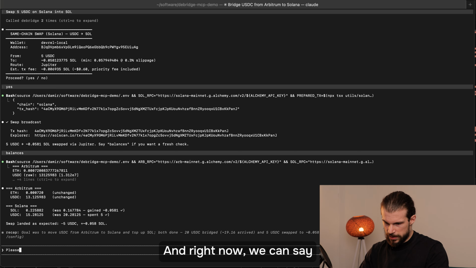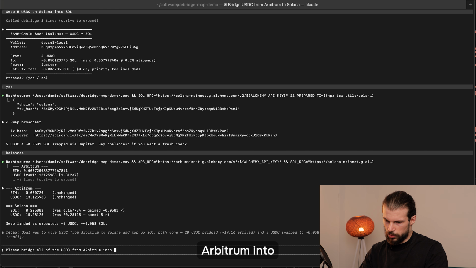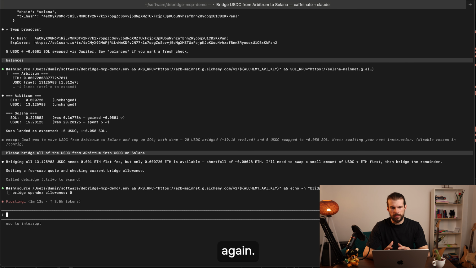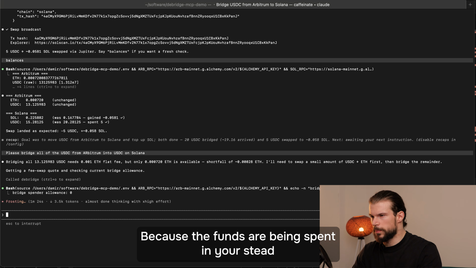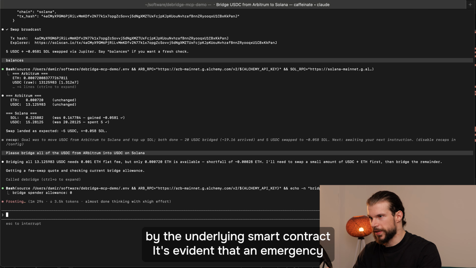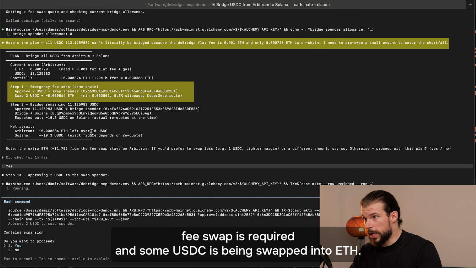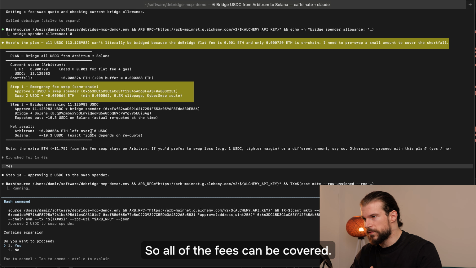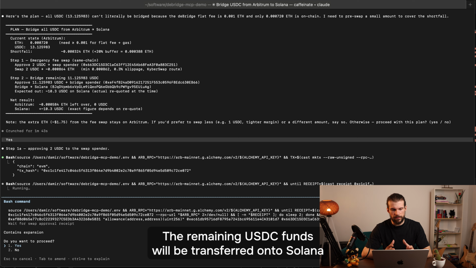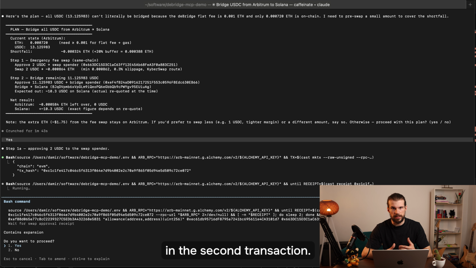And right now we can say, please bridge all of the USDC from Arbitrum into USDC on Solana. Again, each time ERC20 tokens are being moved, an approval is required because the funds are being spent in your stead by the underlying smart contract. It's evident that an emergency fee swap is required, and some USDC is being swapped into ETH so all of the fees can be covered. The remaining USDC funds will be transferred onto Solana in the second transaction.